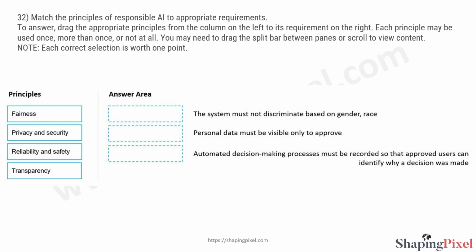So the right options are: for fairness, the system must not discriminate based on gender, race. Privacy and security, personal data must be visible only to approved users. Transparency, automated decision making process must be recorded so that approved users can identify why a decision was made.